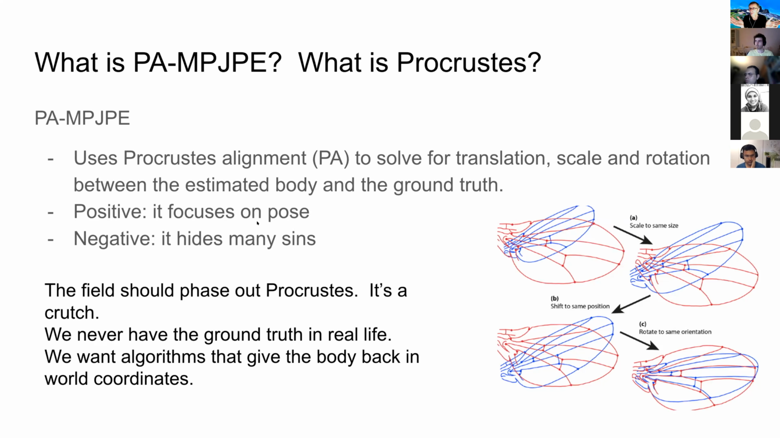Now, the good thing about this is it allows you to really focus in on pose. Am I getting the pose right? But honestly, if your body is flipped 180 degrees, who cares? You're not getting the pose right anyway. You're just lucky if it turns out to be close. So I think it hides a lot of sins, and the field should just phase it out, in my opinion. It's a crutch, and we should be trying to estimate bodies in the world coordinate system and we should stretch ourselves to do that. So that's my opinion.